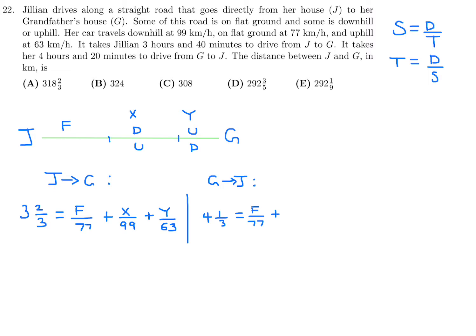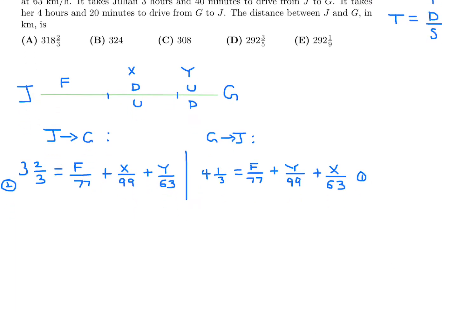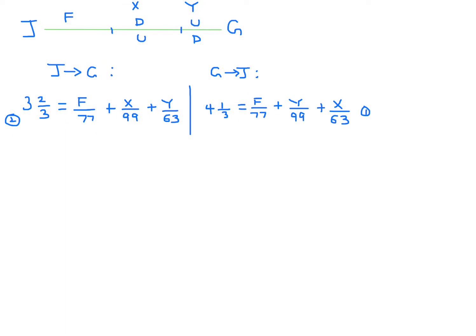plus, this time, remember, this is now downhill and this is uphill, so we got to make sure that we don't mess that up. So it's going to be Y over 99 plus X over 63. So we can call this equation 1 and we can call this equation 2. So if we equate this now, I think we are ready to do some algebra here. 1 minus 2, I think that will help. If I do that, let's see what I get. I get 4 1/3 minus 3 2/3.